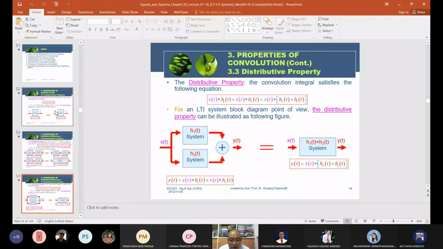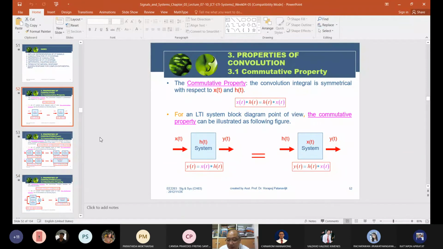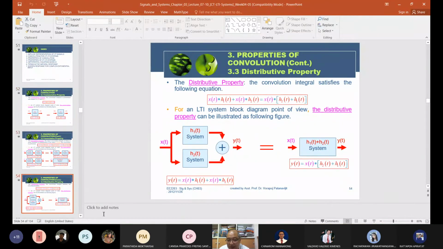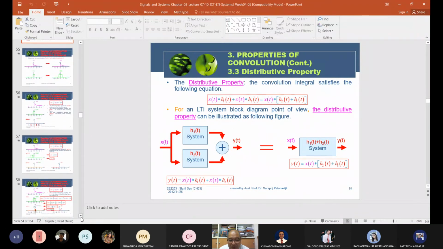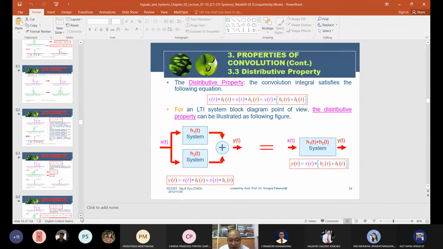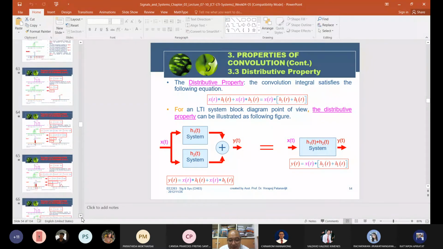This is about the three properties of the system: commutative, associative, and distributive. You can use them to facilitate our problem, to make it easier.